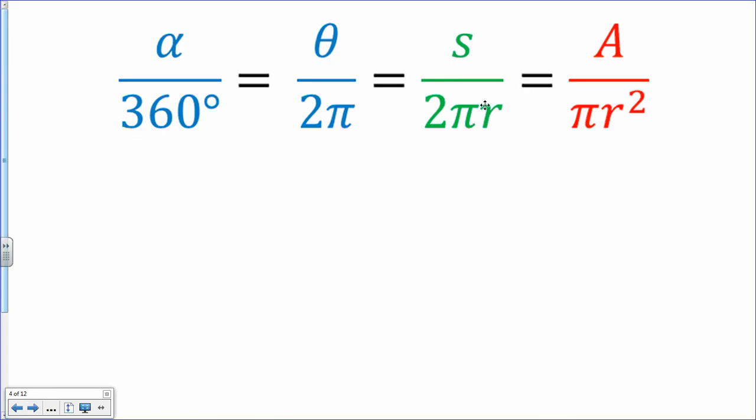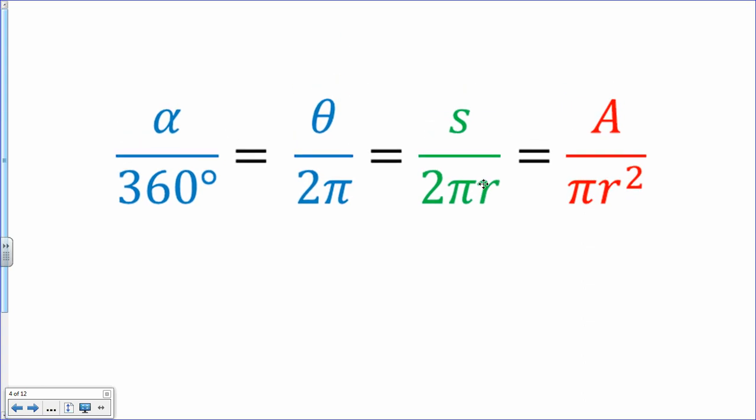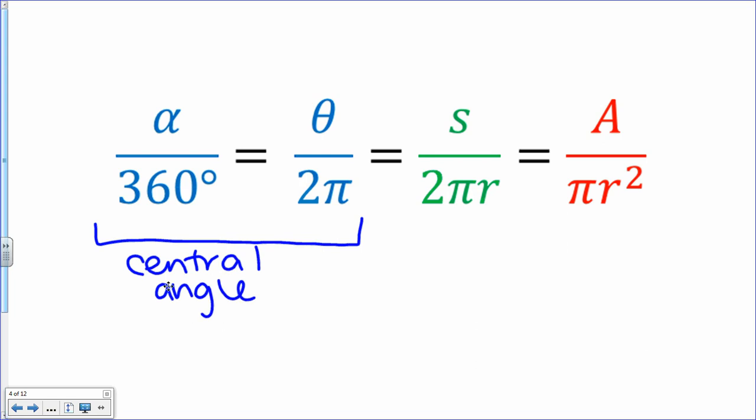These four fractions are how all of the numbers are related. So you're going to write down all four. Again, if you need to pause it to be able to write it down, that's fine. These first two you saw last time. So these two are the blue, and they talk about your central angle. With these you have to decide whether you were given degrees or radians, so you use the appropriate one as is.